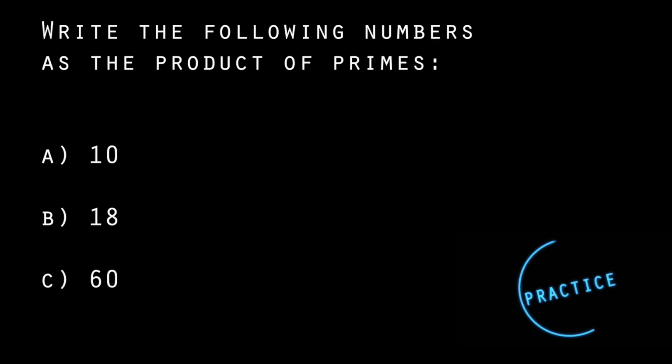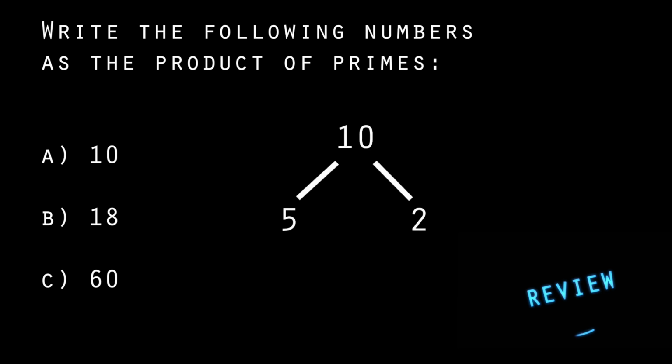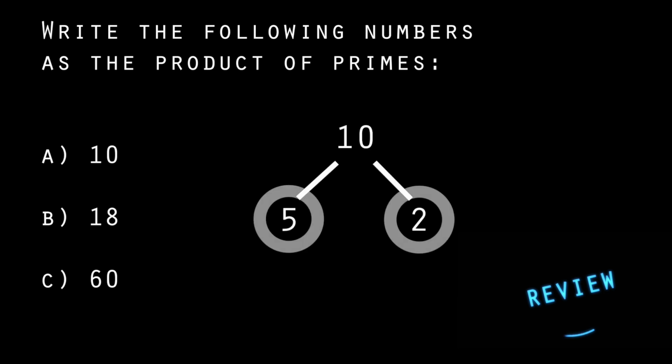Go back and watch that example again if you need, and when you're happy, try these. Pause the video and have a go. And the answers. Question A only has one real way to find the answer. 10 is 5 times 2, and both of these are prime, so 10 equals 2 times 5.